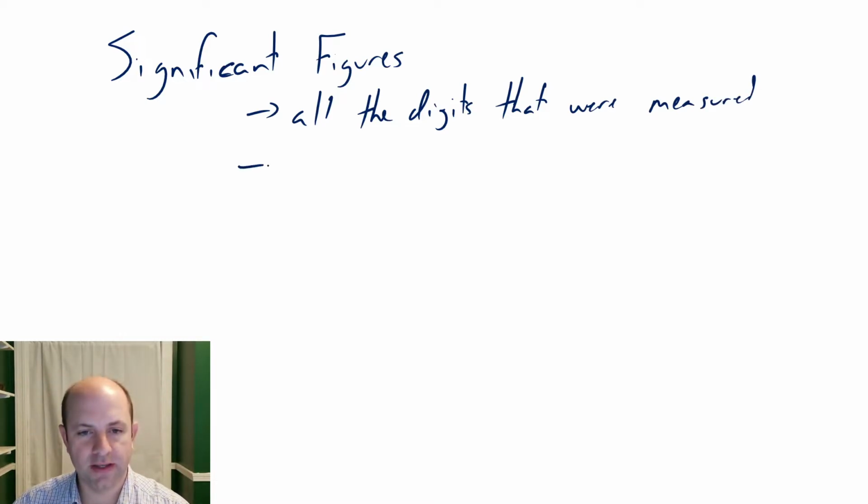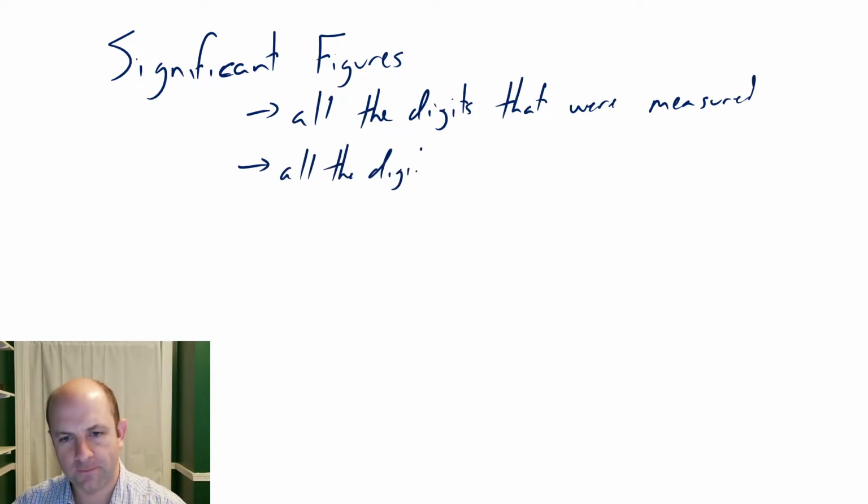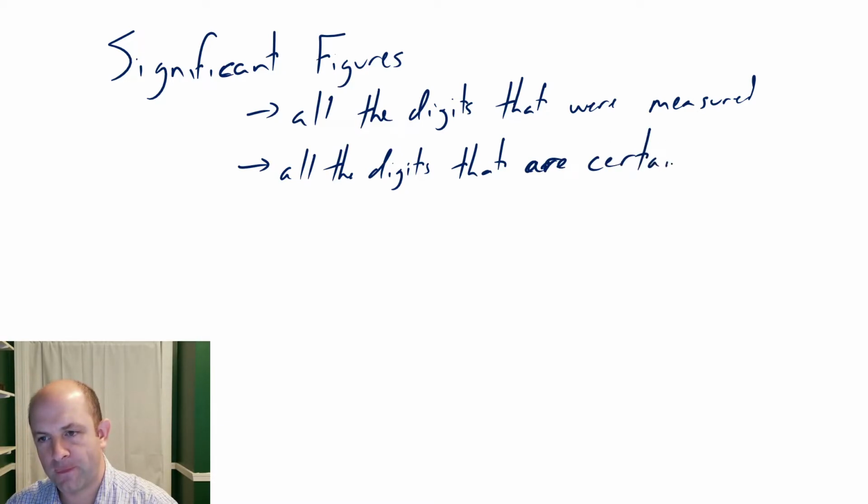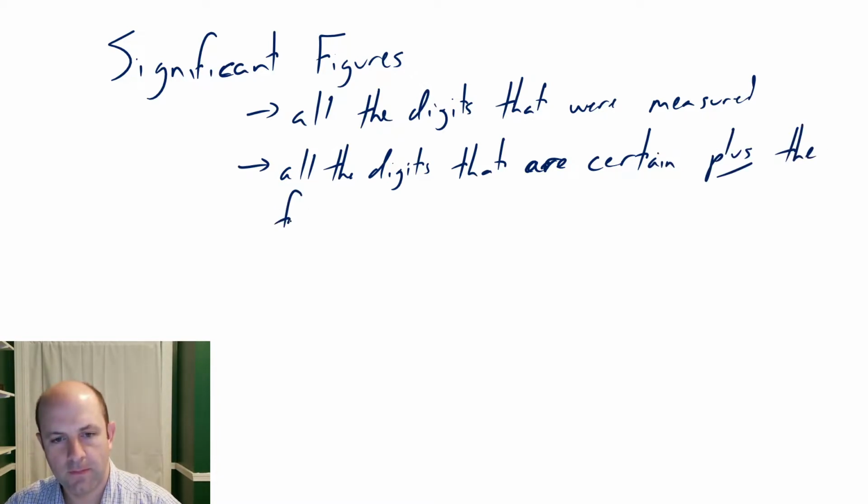Another way of saying, well, what's a significant figure is to say all the digits that are certain plus the first uncertain digit. And we say, okay, well, what does that mean?